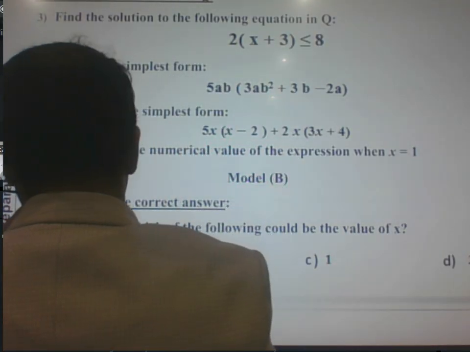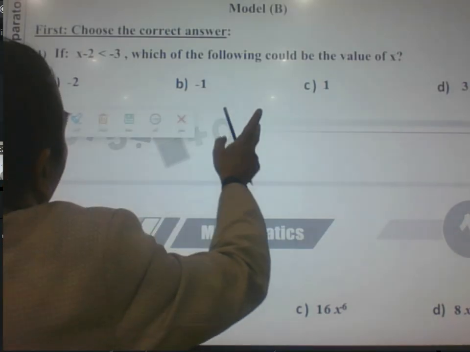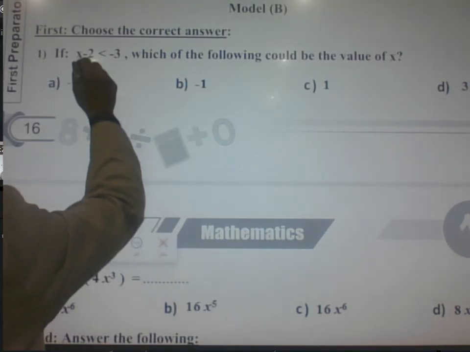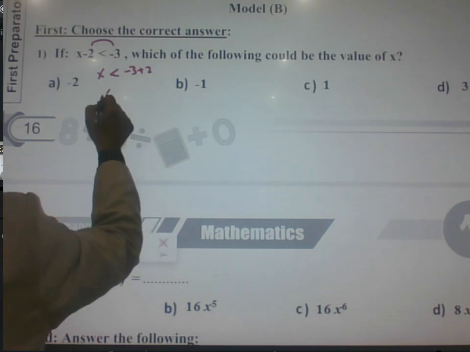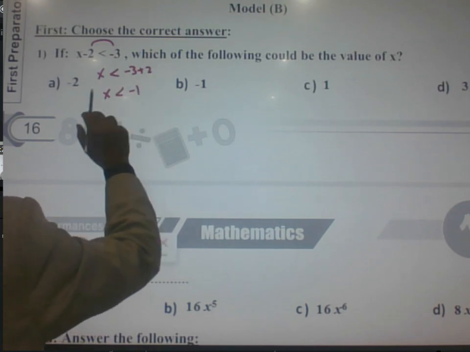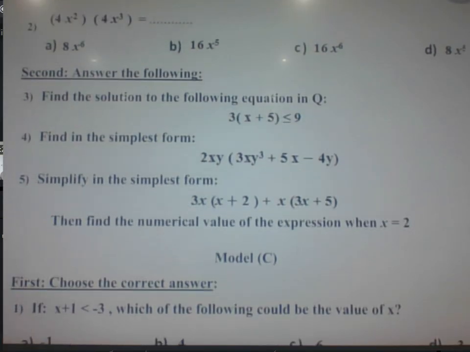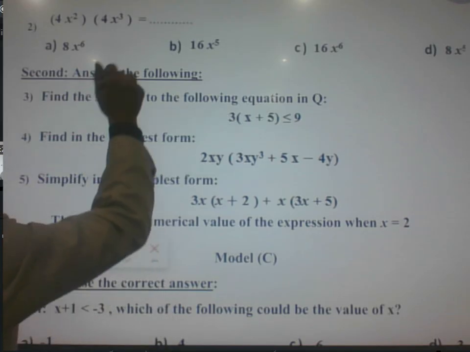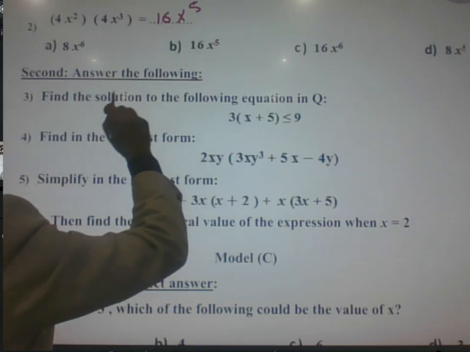Next question down. You can also solve this inequality by moving negative 2 over, then x will be less than negative 3 plus 2. x less than negative 1. What's a number less than negative 1? It will be negative 2. Next question. We can use the distributive property to find the answer. 4 times 4 equals 16. x^2 times x^3 equals x^5.